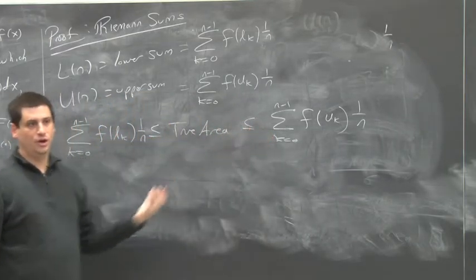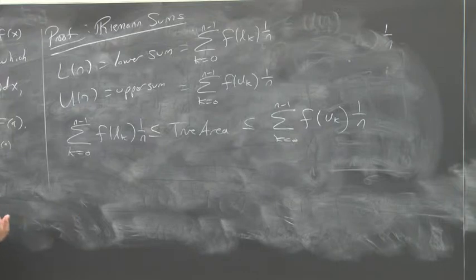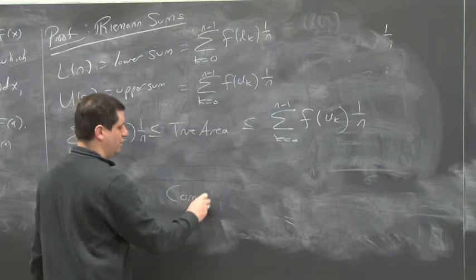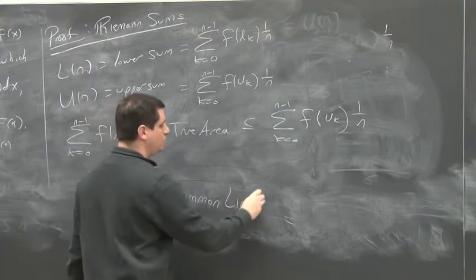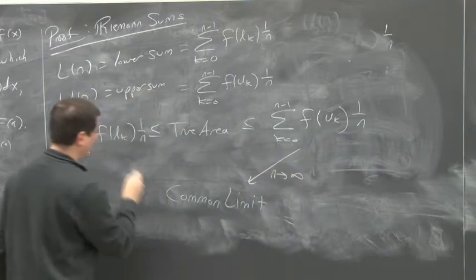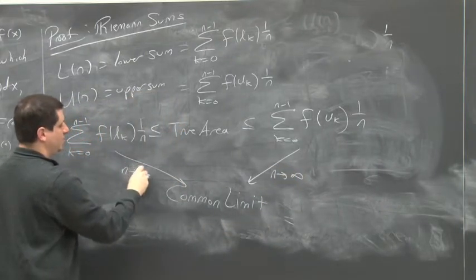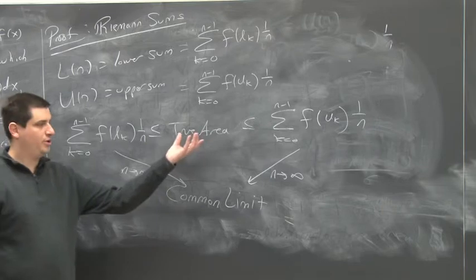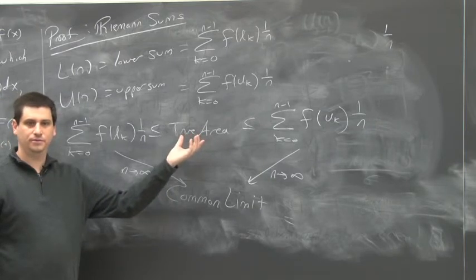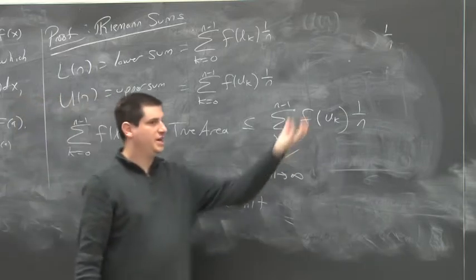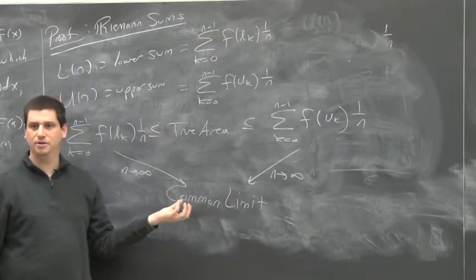So what I'm going to do now is sketch the proof of the fundamental theorem of calculus. Imagine we had the following wonderful situation. Imagine as n goes to infinity, there's this common limit, and the upper sum and the lower sum converge to this common limit. What must be true about the true area? So the lower sum converges to this common limit, the upper sum converges to this common limit. Yes?